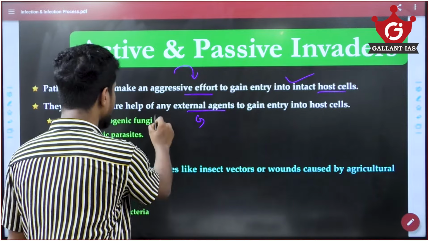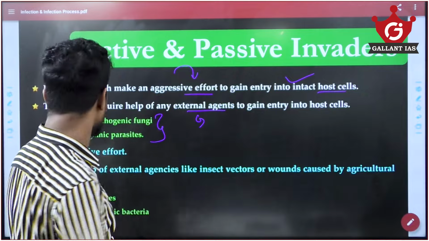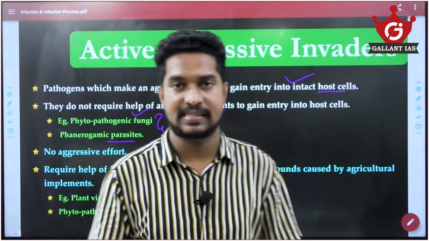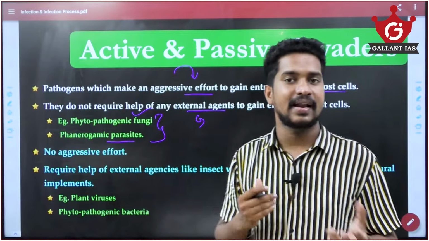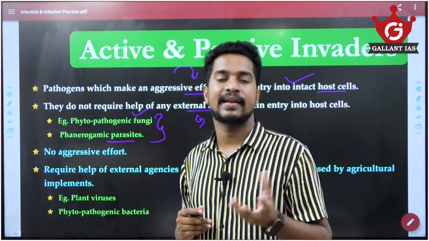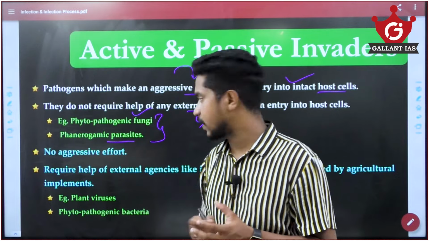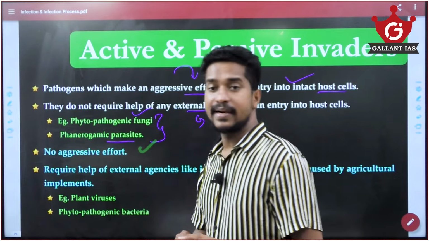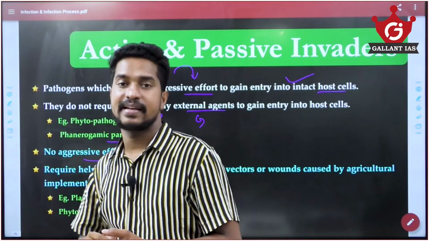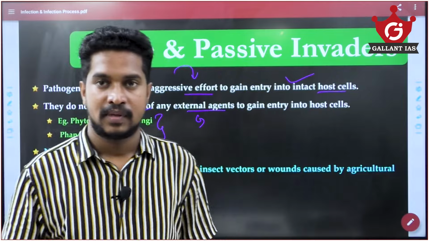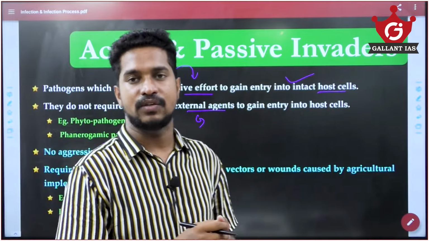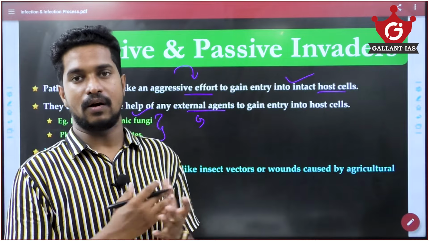Examples of active invaders are phytopathogenic fungi and phanerogamic parasites. Both of these are active invaders. On the other hand, passive invaders show no aggressive effort to make an entry into the host cell or tissues.